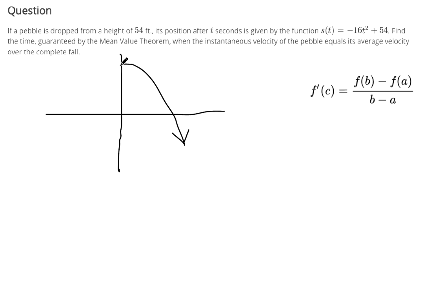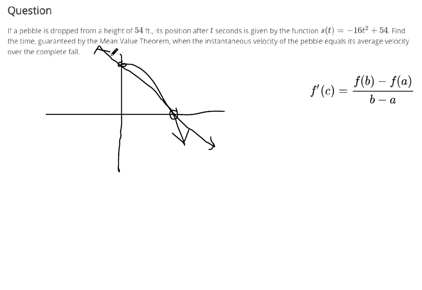Average velocity of the complete fall. So here's the starting height. Here's the ending height of the pebble. If we were to draw a line between those two, that's called the secant line. That secant line represents the average velocity over this interval, right?